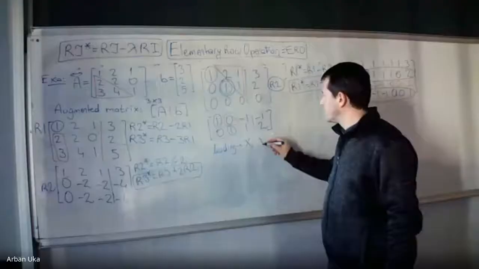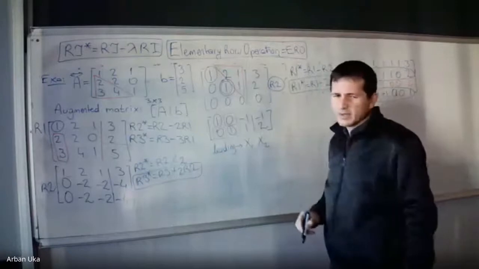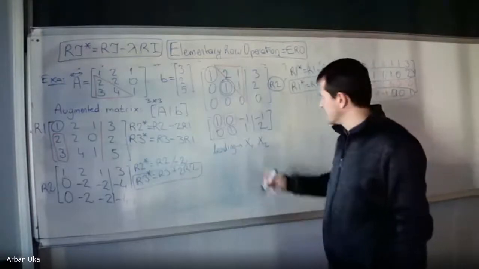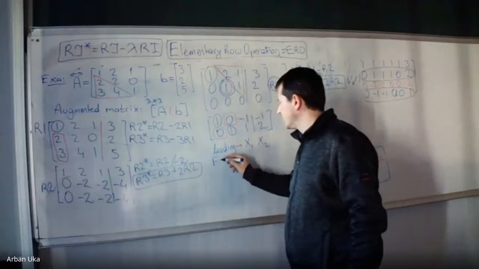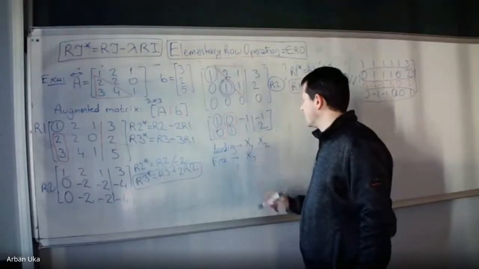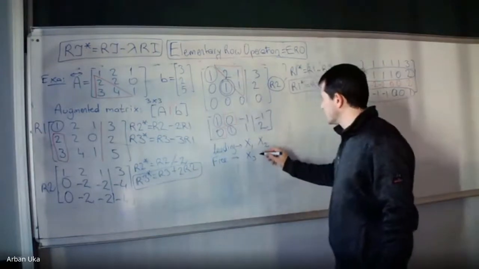X1 and X2. The multi-theta, we can also call them X, Y, Z, but X1 and X2. What is a non-leading term or a free term? X3. Okay, then if this is the case, we can write the following.